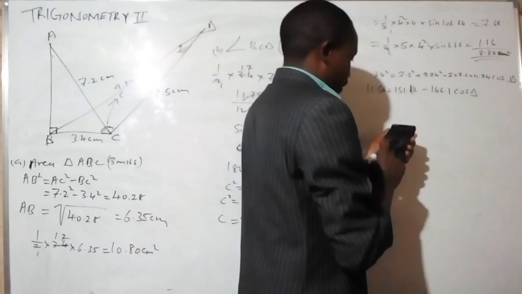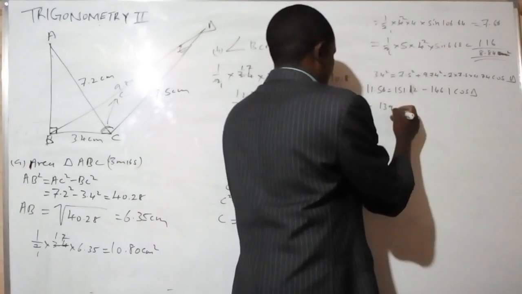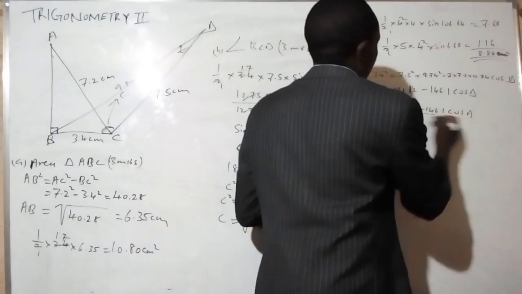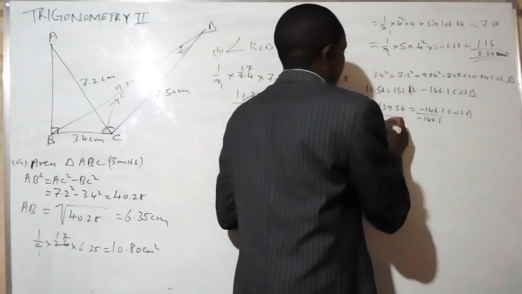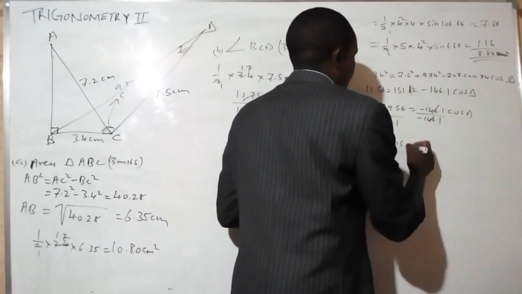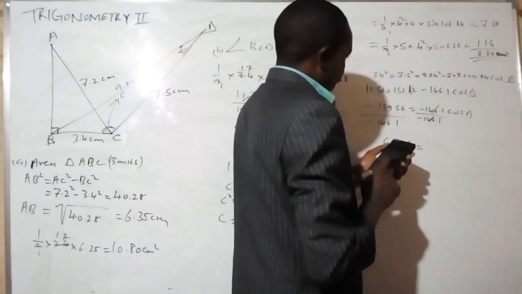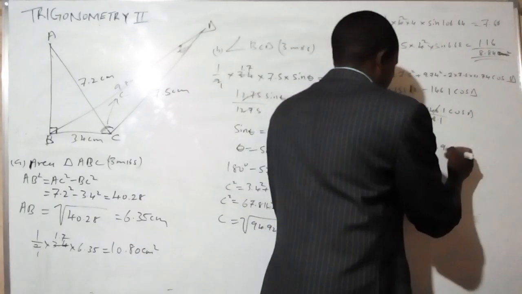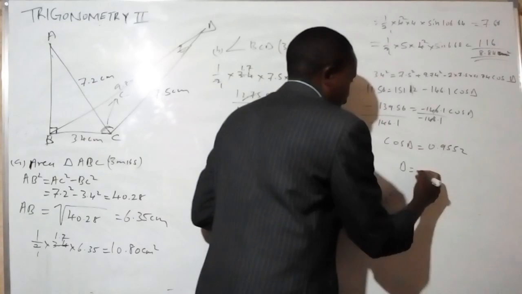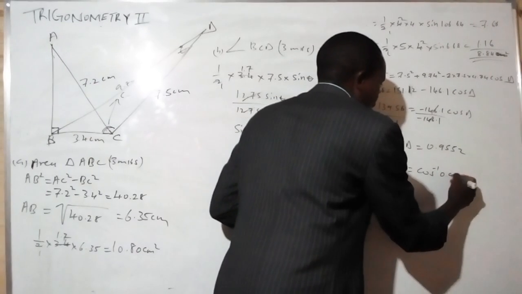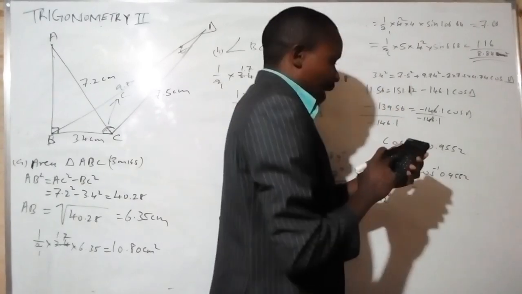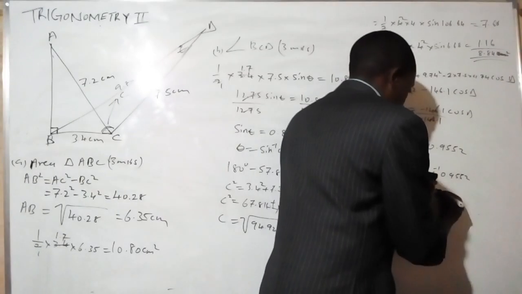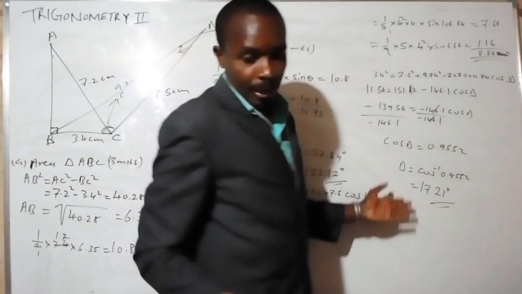151.12 minus 11.56, we are going to have negative 139.56 is equal to negative 146.1 cos D. Dividing by negative 146.1, cos D is equal to 0.9552, and D is equal to the inverse cosine of 0.9552, which is 17.21 degrees. That's how you're supposed to do that question. Thank you for now.